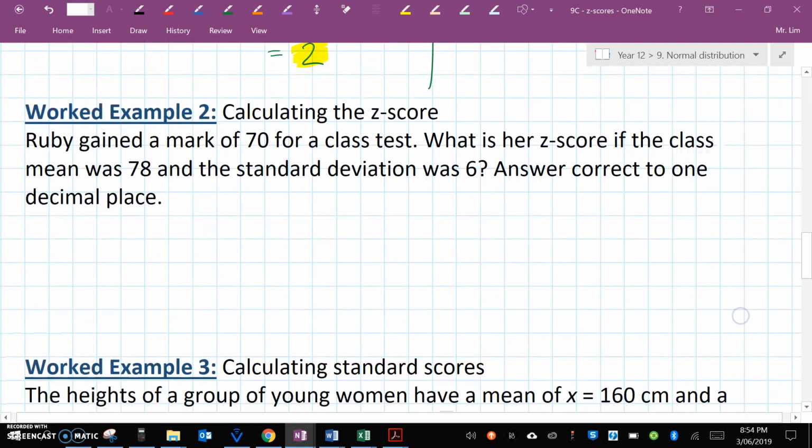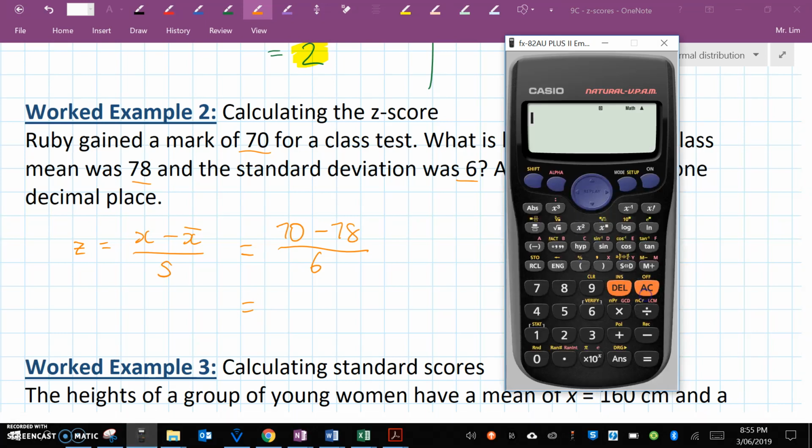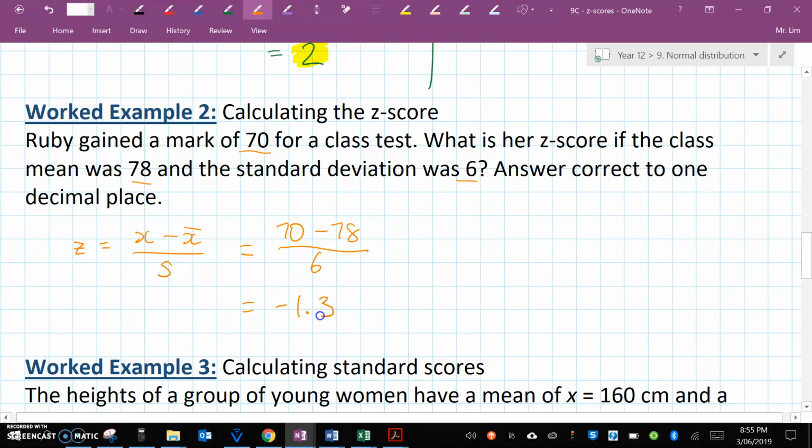Let's have a look at worked example 2. Ruby gained a mark of 70 for a test. What is the z-score if the class mean was 78 and the standard deviation was 6? Answer correct to 1 decimal place. So again, formula. Z-score is equal to the score minus the mean divided by the standard deviation. Here, the score is 70 minus the mean, which is 78, divided by the standard deviation, which is 6. 70 minus 78 all over 6 is minus 1.3 to 1 decimal place.